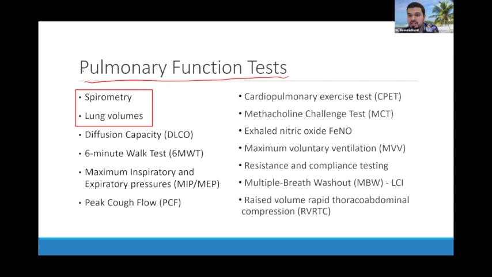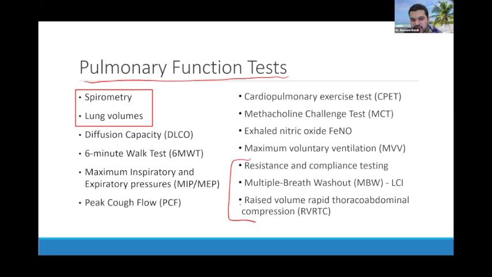So anybody, RTs, anybody who's a physician interested in pulmonology and lung function testing, there's so much to learn to help your patients. Diffusion capacities, minute walk tests, MIPs and MEPs, cough flow, cardiopulmonary exercise testing is a personal favorite of mine. Bronchoprovocation testing with methacholine challenge tests, FeNOs, and maximum voluntary ventilation. The last three we usually use only for research purposes.